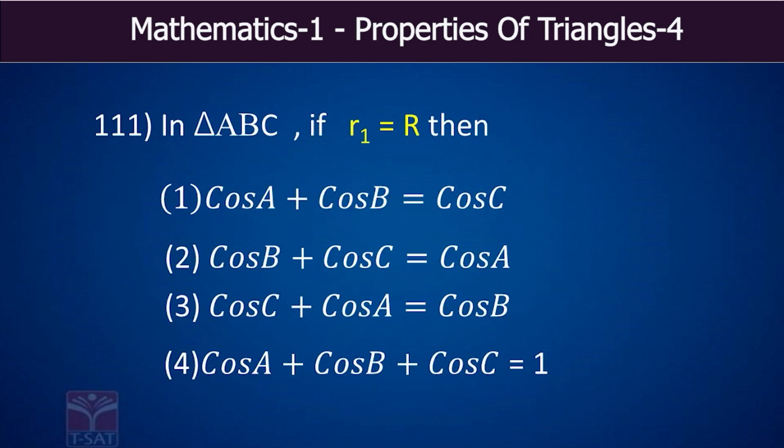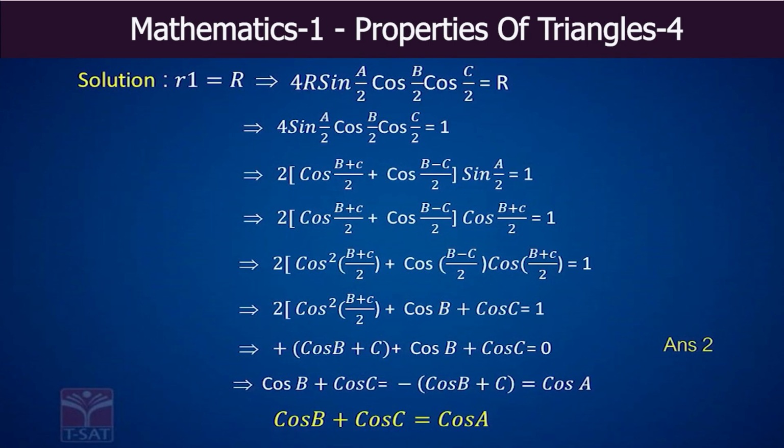In triangle ABC, if small r1 is equal to capital R, then 1) cos A plus cos B is equal to cos C, 2) cos B plus cos C is equal to cos A, 3) cos C plus cos A is equal to cos B, and 4) cos A plus cos B plus cos C is equal to 1. And r1 is equal to R implies 4R sin A by 2 cos B by 2 cos C by 2 is capital R.